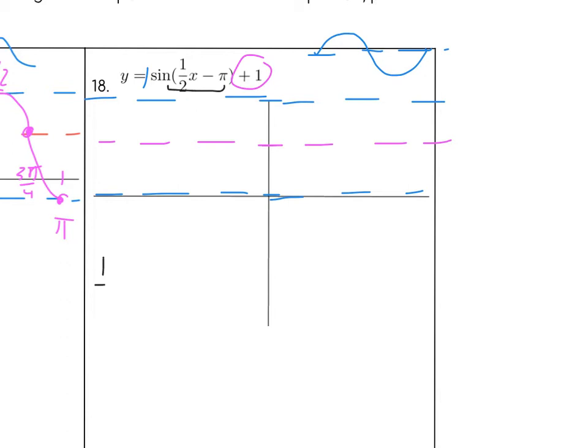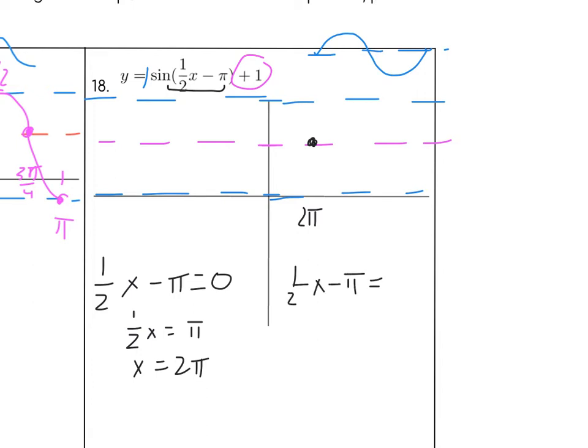So we're going to set the inside, 1/2 x minus pi, equal to 0. I'm going to add pi to both sides. We get 1/2 x is equal to pi, which means that x is equal to 2 pi. That's my starting point. So there's 2 pi. And then we do the same thing for my ending point. So 1/2 x minus pi is equal to 2 pi. I've got 1/2 x is equal to 3 pi. And then x would be 6 pi.